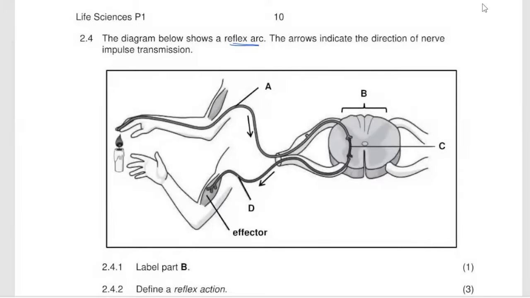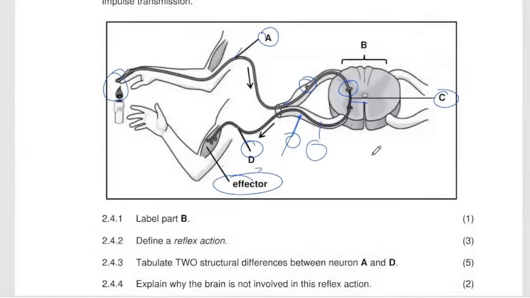If you look at this, we see that this is the hand, therefore this is the sensory neuron, then it enters via the dorsal root. Here is the ganglion, then here you see the synapse. Here you have the interneuron, then you have the motor neuron, then you have the ventral root, and then this is the effector. So once we know that, then you are able to label part B. We say that part B is the spinal cord. The whole structure is the spinal cord.